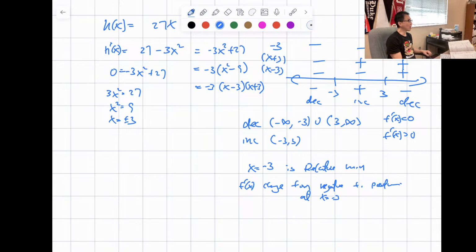Huh? So it's 3, the relative maximum. It's 3 is a relative maximum, yes. Is this okay?